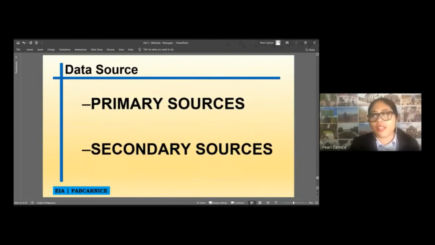But then again, as I told everyone, with your EIA study, everything will be based on assumptions. But there are parts of the EIS system that will not be an assumption, I should say. So for example, the location.